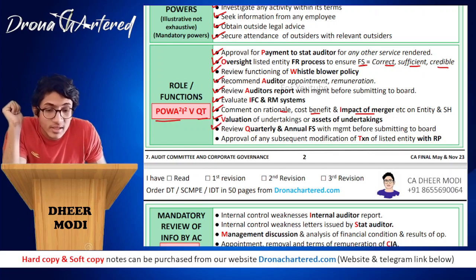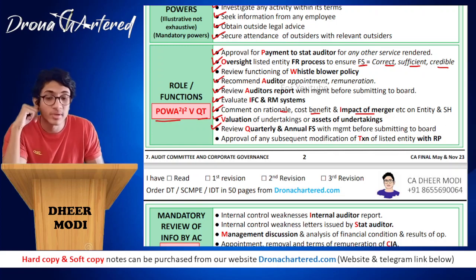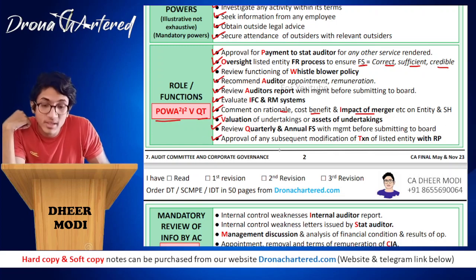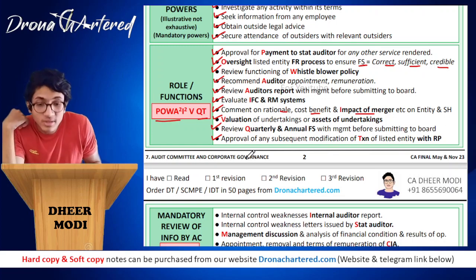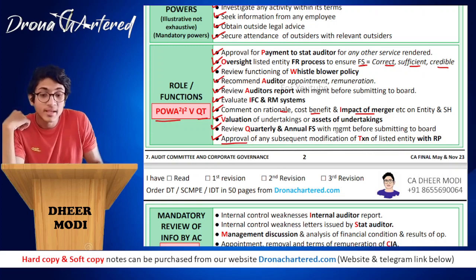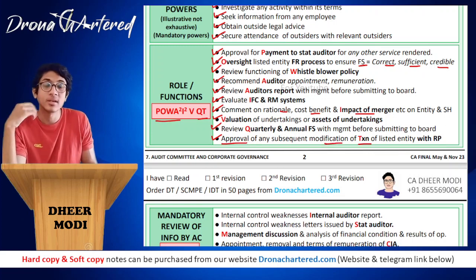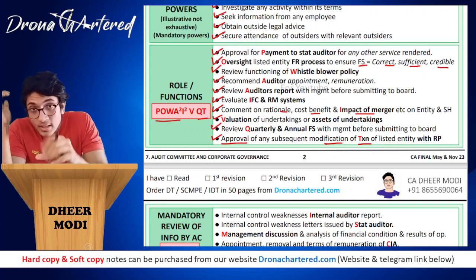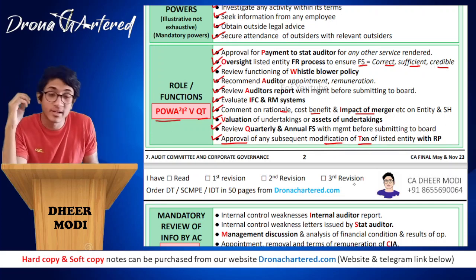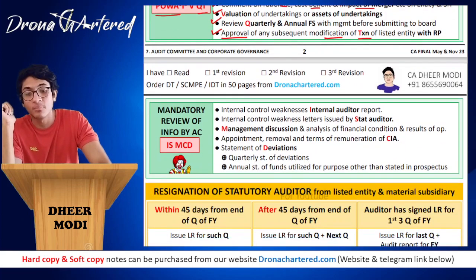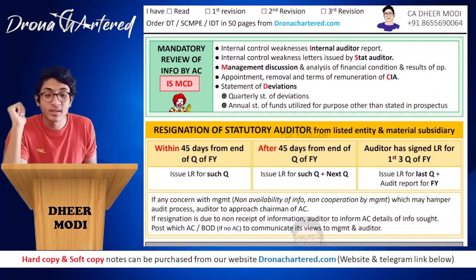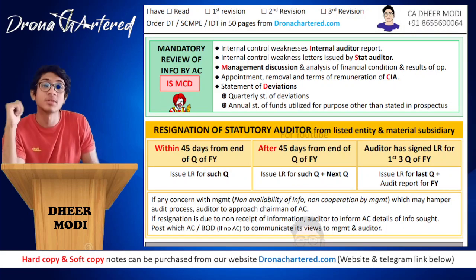Next is review quarterly and annual financial statements with management before submitting to the board. So it is they who will review, that is the audit committee. Approval of any subsequent modification of transaction of listed entity with related party. So they are the person who will approve any modification to a transaction if there is any transaction between the listed entity and the related party and there is any subsequent modification, so they will be the person who will provide approval.